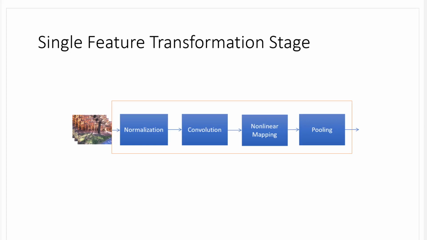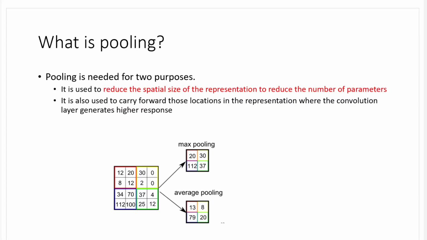The output of the nonlinear mapping goes to the stage which is known as the pooling stage. Pooling is needed for two purposes. Number one, it is used to reduce the spatial size of the representation, and that in turn reduces the number of parameters that are to be learned when we perform learning. It is also used to carry forward those locations in the representation where the convolution layer generates higher response, and that information could be valuable for some applications.